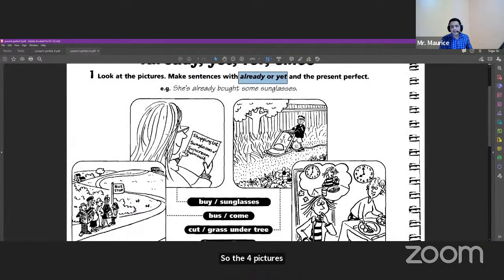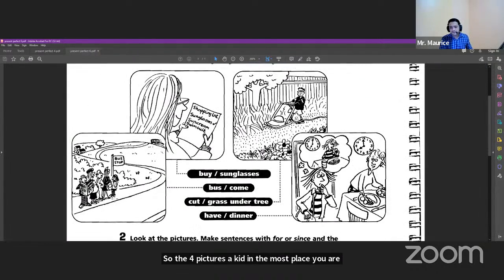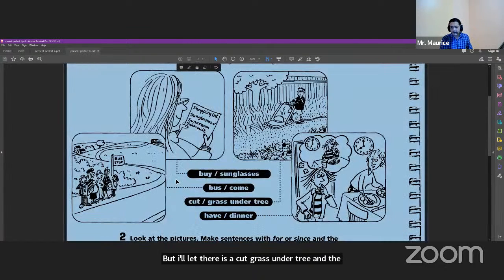Aquí tenemos ya lo que tenemos que utilizar. Para la primera imagen se ven las líneas. Nos dan una pista, dice buy sunglasses, ok. Para esta imagen de aquí nos dice bus come. Para la 3 nos dice cut grass under tree. And the number 4 have dinner, ok.